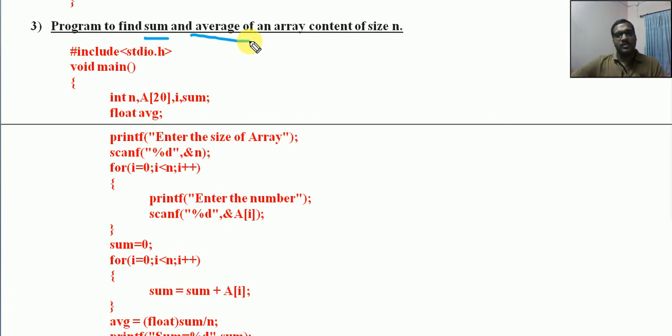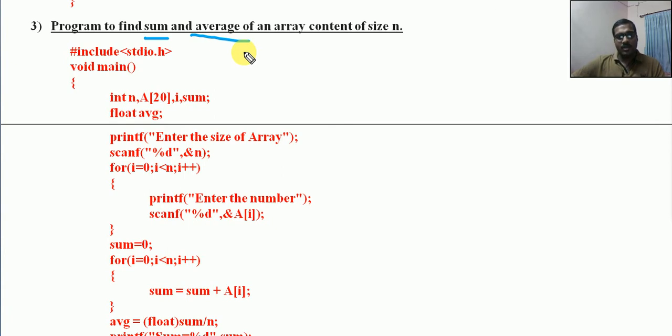We need to read the array. We should have some array elements. Then we need to find the sum. That means the array index 0 value must be added with the value of location 1, then that must be added with the value of location 2, and similarly up to n minus 1 we need to add all the numbers. Then we can directly display the value of sum.